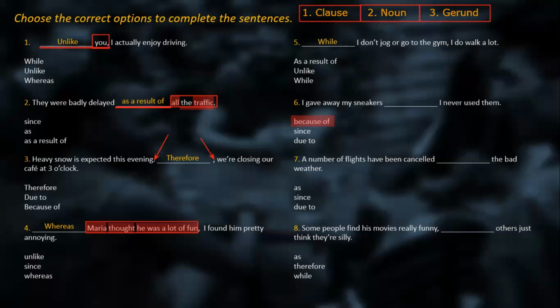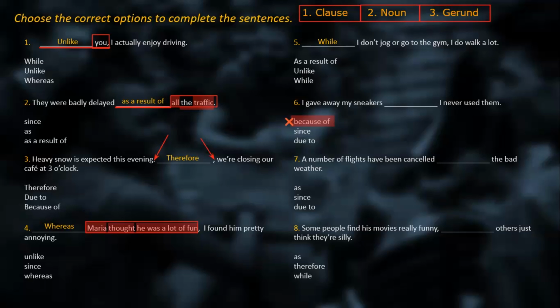Obviously, if we include the fact that, because of the fact that, okay, well, that's different. But in here, we don't have that part, only because of. So when we have because of, you need to use a noun. In here, what could be a second option for you, now that you know that because of is not the best one? Due to. I gave away my sneakers due to I never used them.